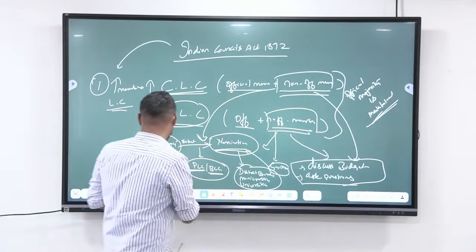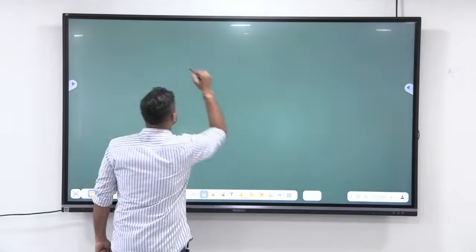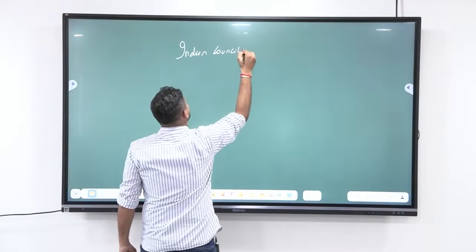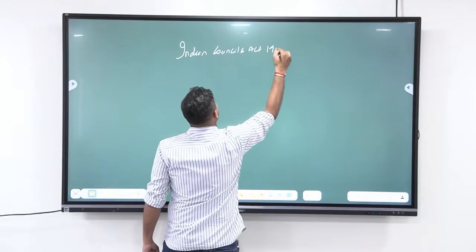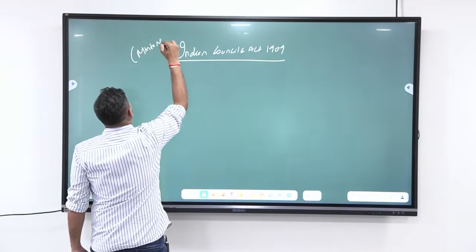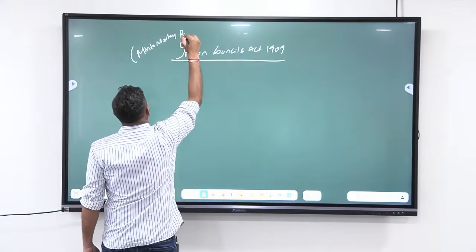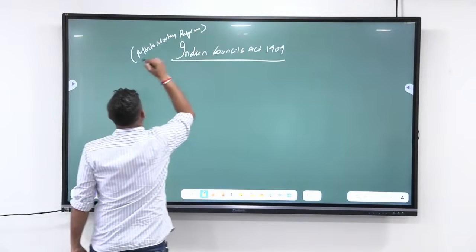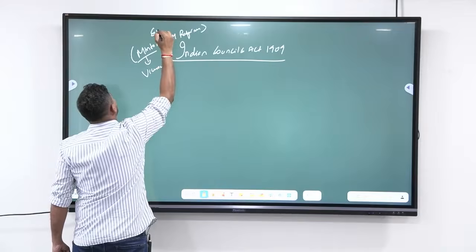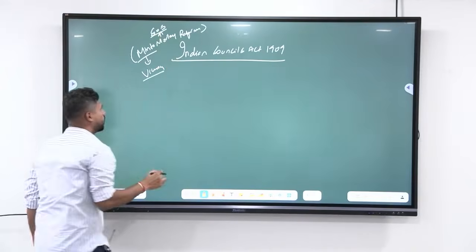That is also very, very important. The next is the Indian Councils Act of 1909. This is famously called the Minto-Morley reforms. Understand that Minto is the Viceroy and Morley is the Secretary of State. Now, what do they do?